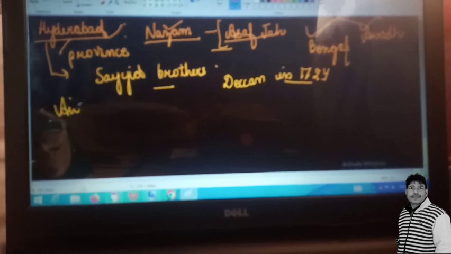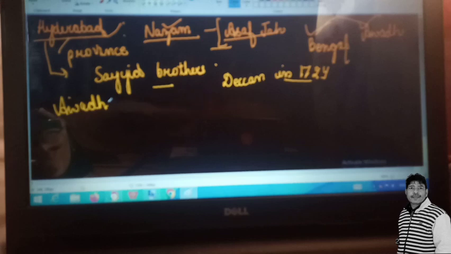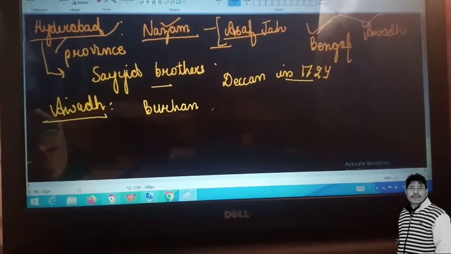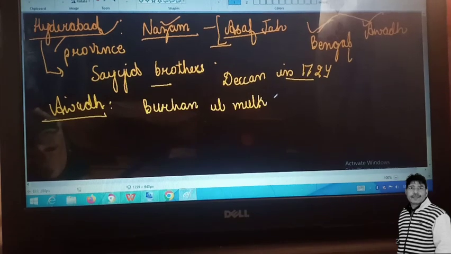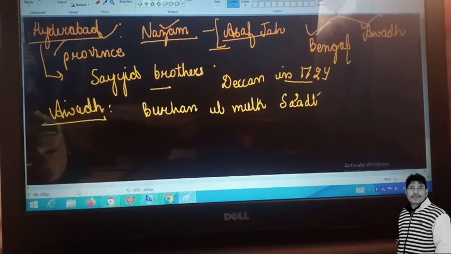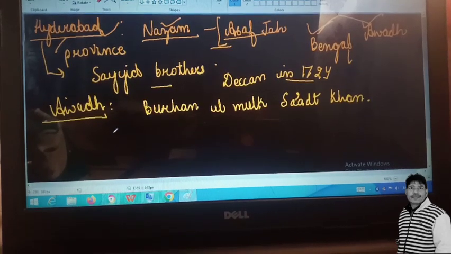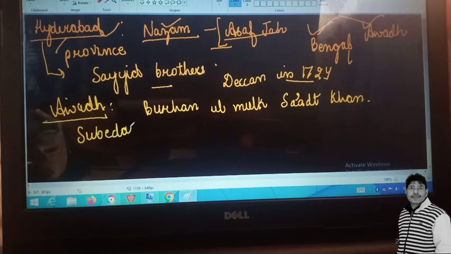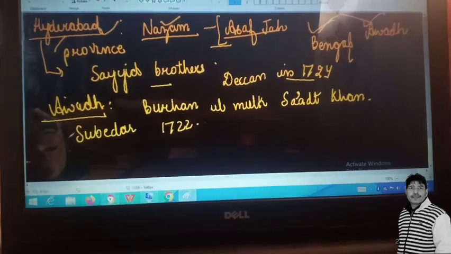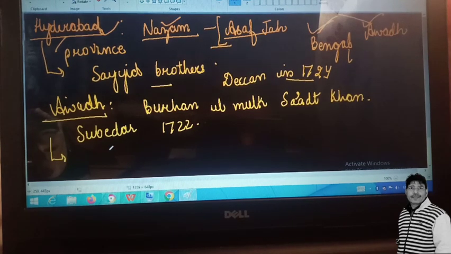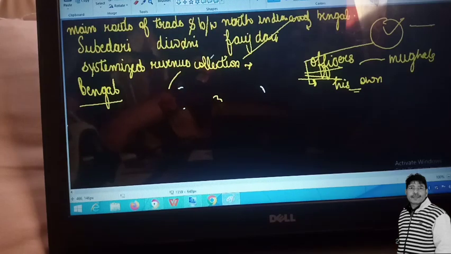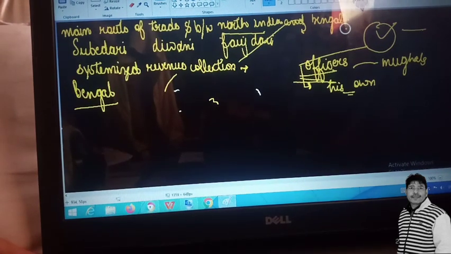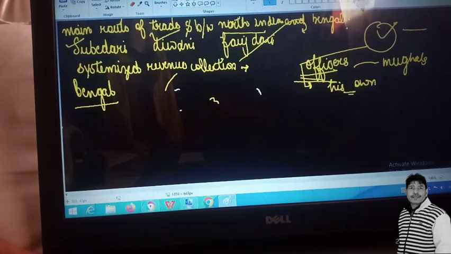Now let's come to Awadh. Awadh was formed by Burhan ul Mulk Sadat Khan. He was appointed as the Subedar of Awadh in 1722. Subsequently, he controlled the Gangetic Plain. He also controlled the main trade route between North India and Bengal. He appointed officers for Subedari, Diwani, and Fauzdari.